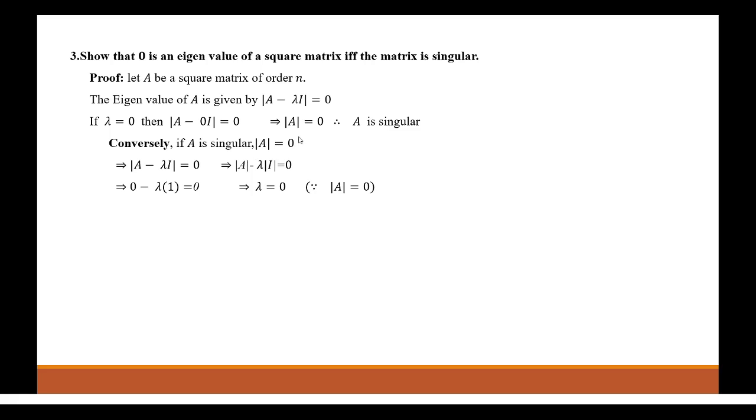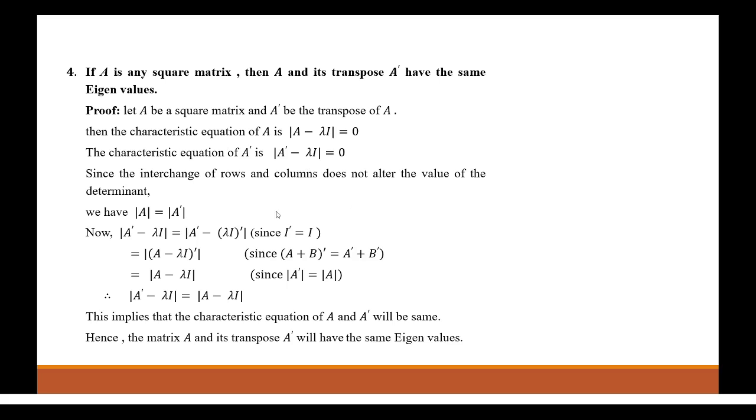Conversely, if A is singular, determinant of A is equal to 0, then determinant of A minus lambda I is 0, which becomes determinant of A is 0 minus lambda into I, then lambda is equal to 0 because determinant of A is 0. Next, we move on to the fourth property.